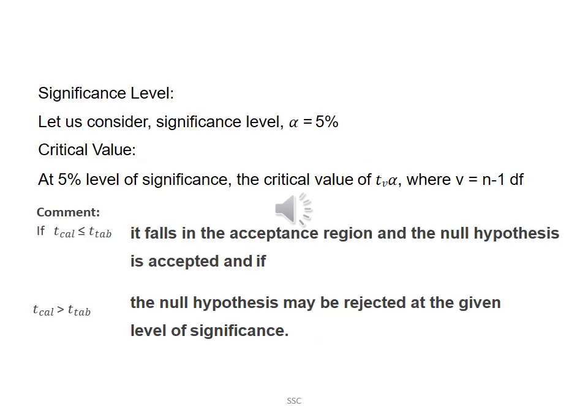Next step, we should measure what is the significance level. Let us consider the significance level. Commonly, alpha is equal to 5%. Critical value at 5% level of significance, the critical value will be 1.96. The degrees of freedom v is equal to n minus 1 for single mean t-test, which means the 95% confidence interval is used in this type of significance level.